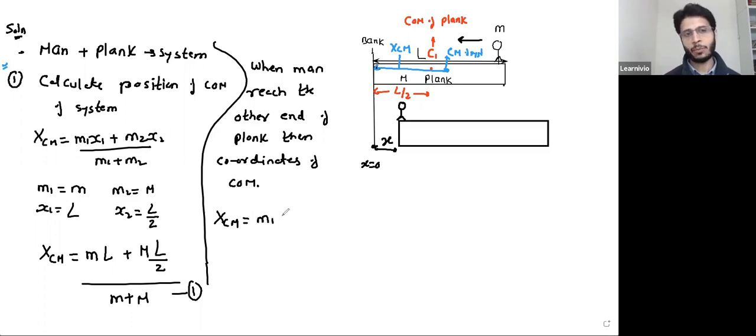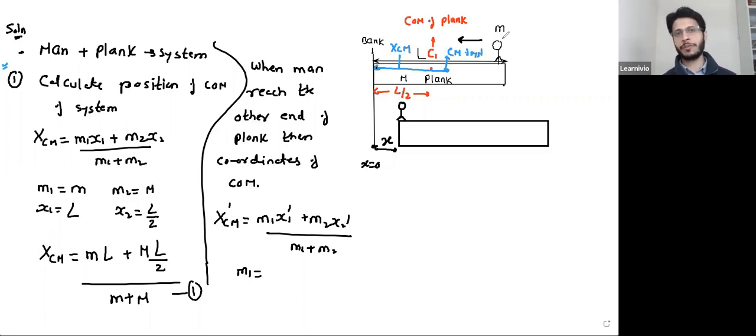Let's call this M1. Mass will not change, but the coordinates will change. M2, X2 prime. Then I need M1 plus M2. As earlier, this is XCM prime. So this is the position of center of mass when the man is at this end. Now this is the position of center of mass when the man is at this end.